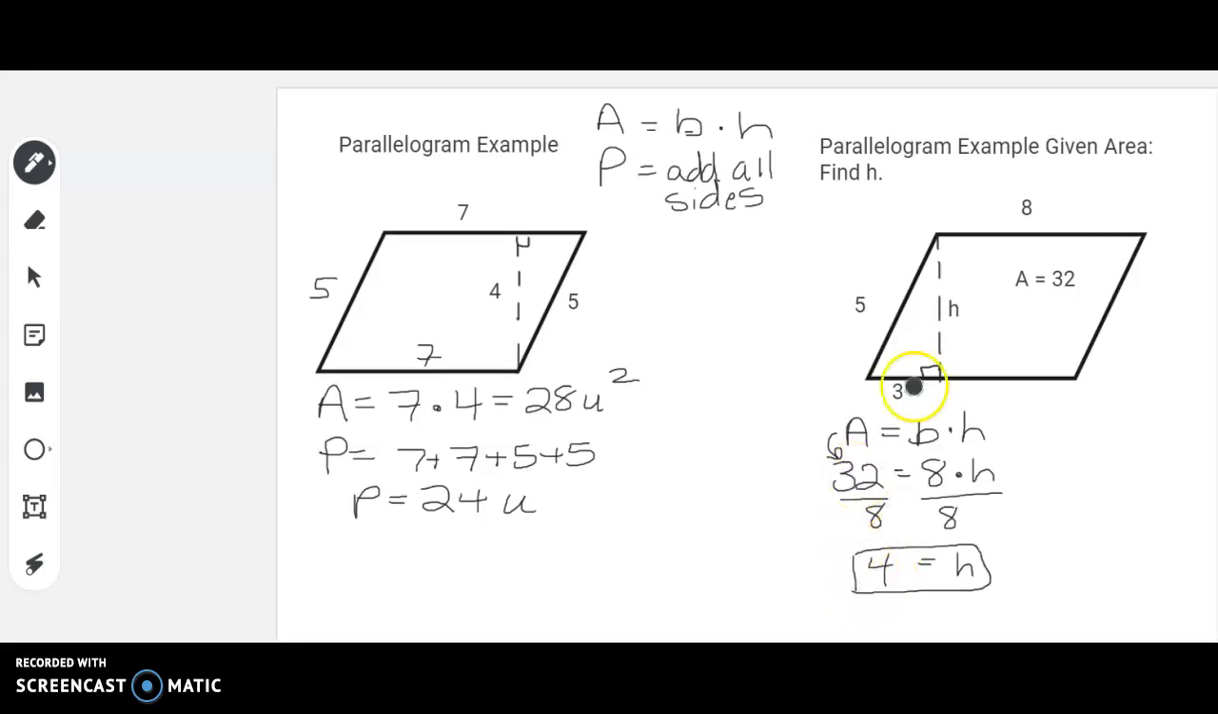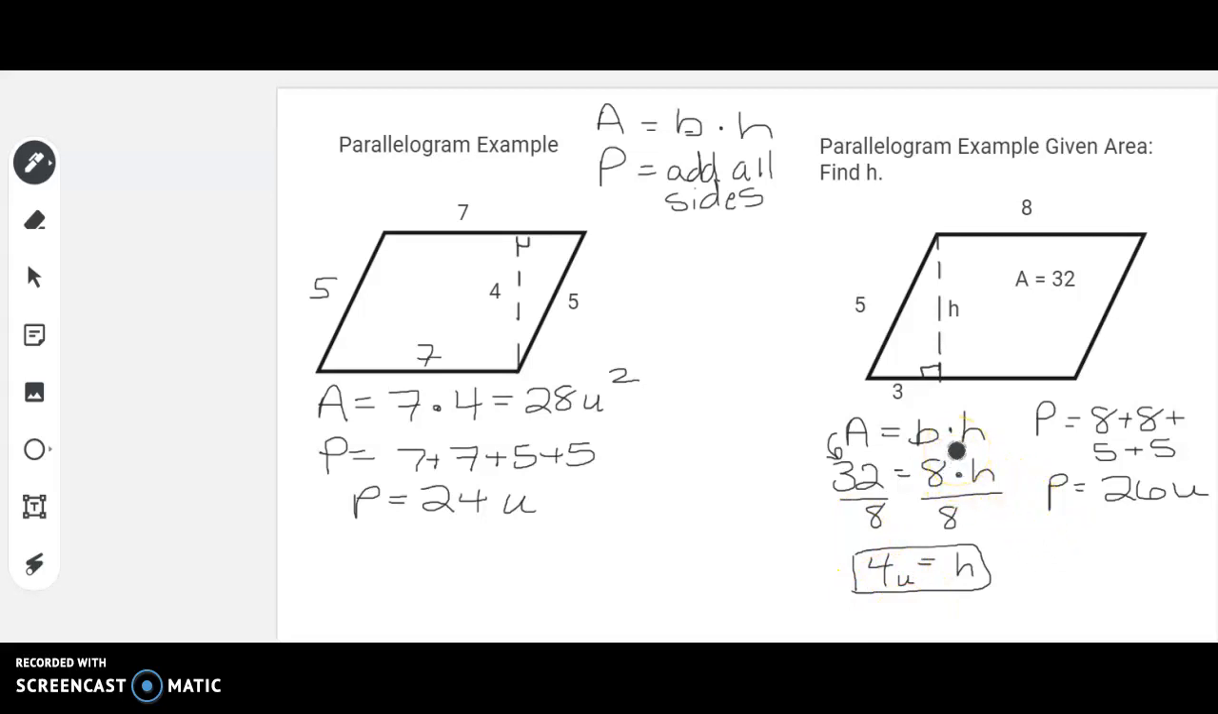Now when I'm working with my perimeter, I have a base of 8. That means the opposite side is 8. Then I have the left side is 5, which means my right side is 5. So when I add all those together, I get 26 units for my perimeter. My height would also be 4 units tall.